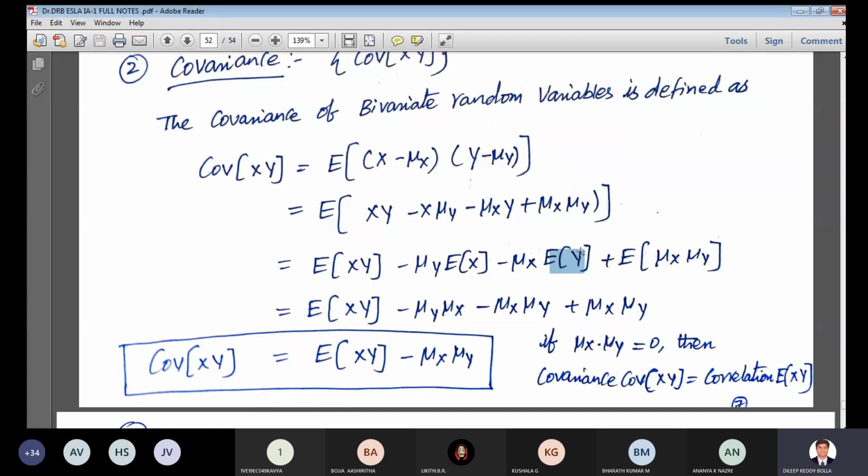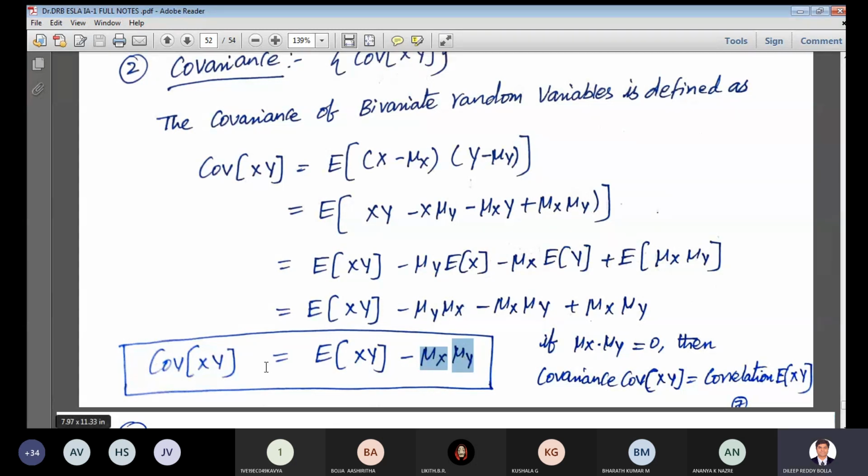Expectation of y is mean of y. Expectation of x and y is mean of x into mean of y. So based on that, two times we have a negative and once we have a positive, so these terms will get cancelled out. We're going to get minus expectation of mean of x and mean of y. You can also write this as E of x into E of y.